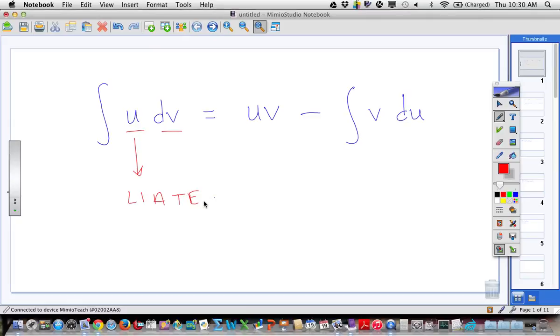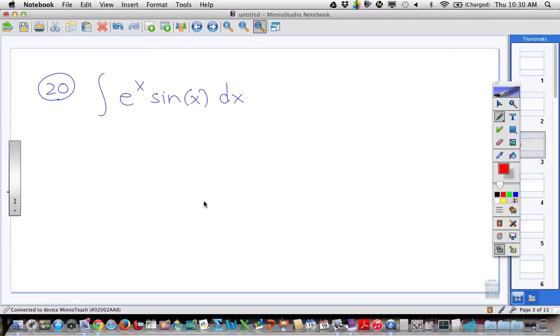Now, I want to do a couple of the trickier ones you had. Number 20. Here's number 20. I've changed number 20 just a little bit. The number 20 you had in the book was e to the 3x times cosine 2x. The only reason I don't want to do that is because I don't want to spend a lot of time today getting caught up in that 3 and that 2.